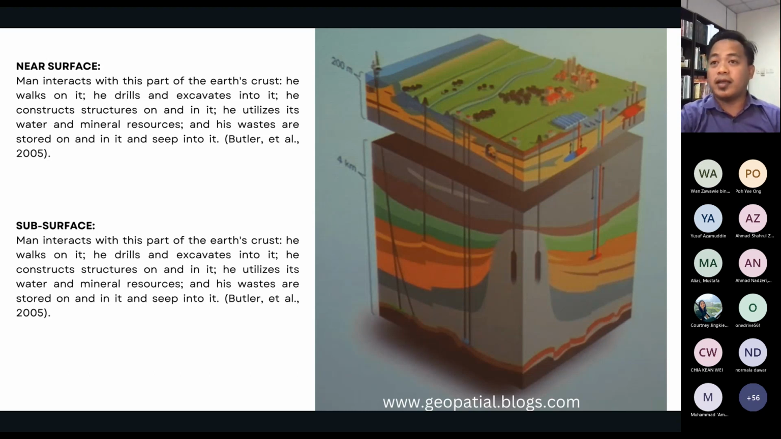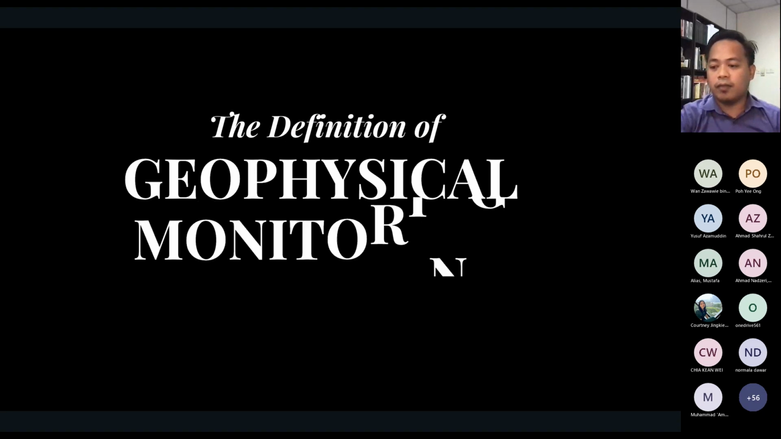But in order to explore that, there is a classification, because normally we interact a lot with the near surface compared to the subsurface, which is up to 4 or 5 kilometers from the surface. So normally we don't really interact with that, just for the oil and gas industry or the carbon capture and storage industry. So I'm going to discuss one by one for this part.